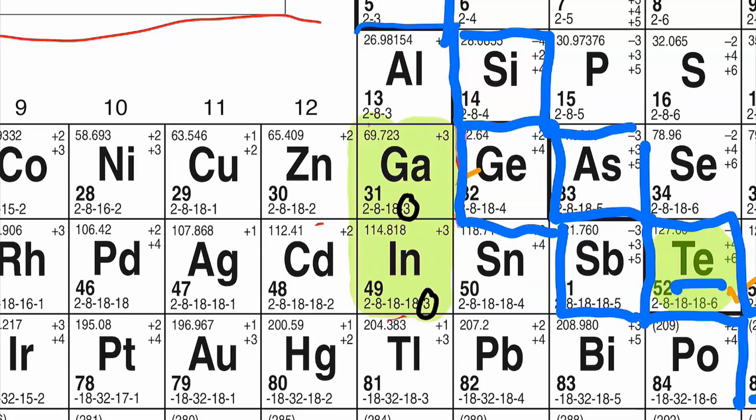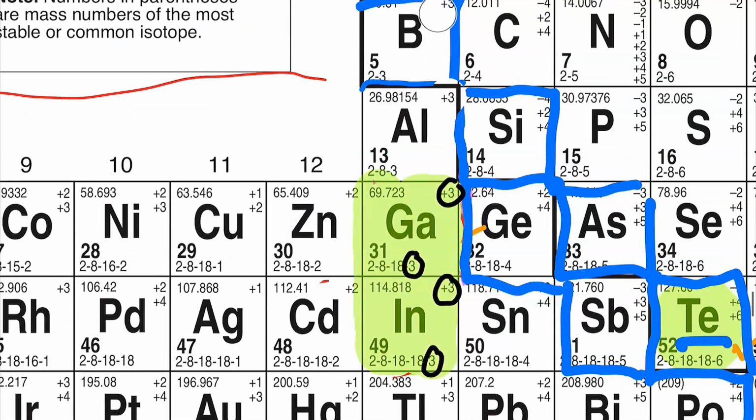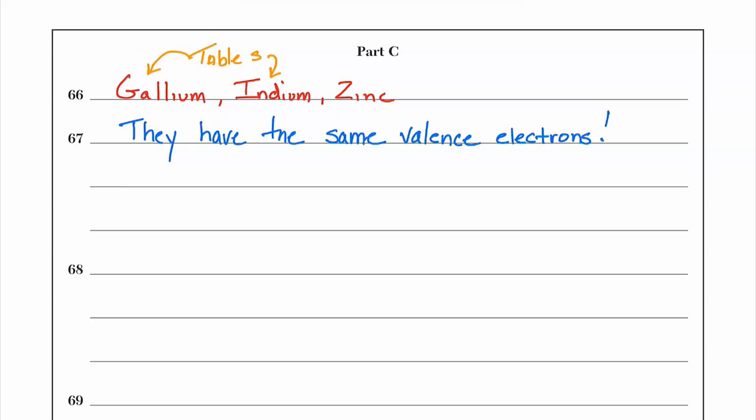Therefore, they love to lose those outermost electrons, and therefore they all become +3. Notice aluminum likes to become +3. And boron, notice it likes to become +3. So party people, the reason these guys lose 3 electrons is because they all have 3 valence electrons. They all will bond very similarly. Therefore, they have the same chemical properties. You've got to know that in the same group, same valence, same chemical properties. The answer is they have the same valence electrons.